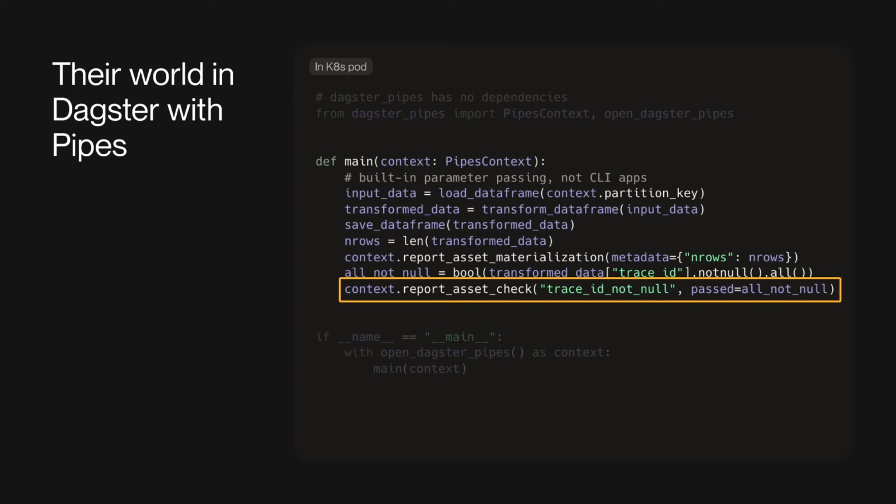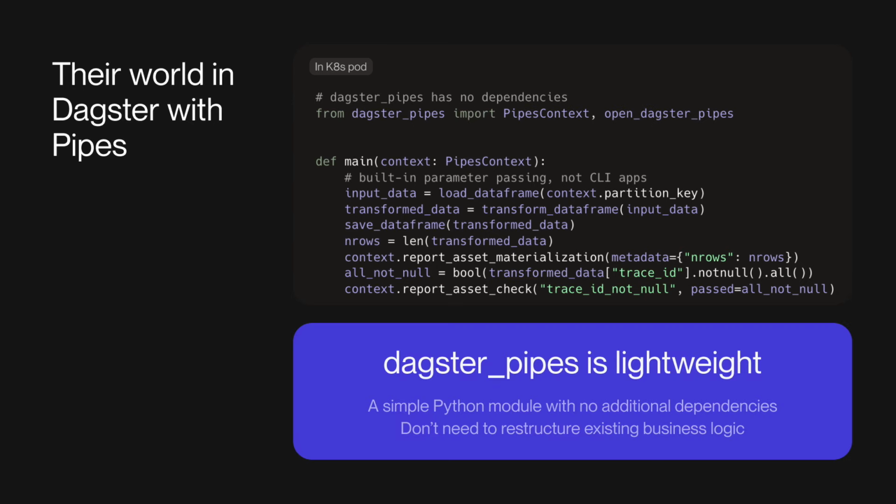And you'll note here, and I want to continue to emphasize how lightweight this is, Dagster Pipes is a lightweight dependency with no additional Python dependencies, and really you have to minimally change your code in order to plug into Dagster Pipes in a first-class way. Let's switch to a demo here.